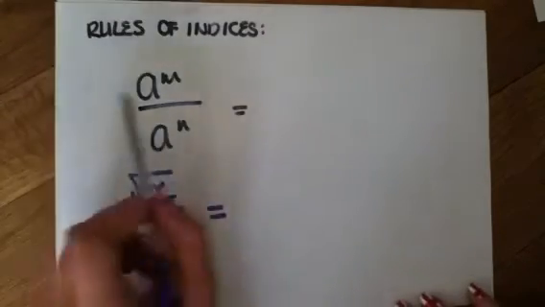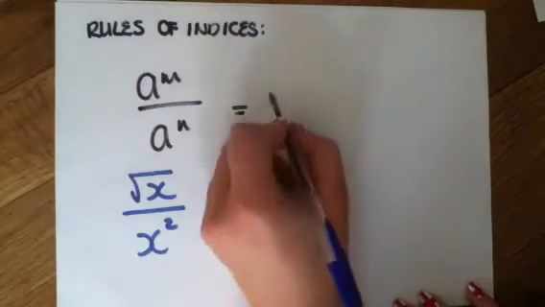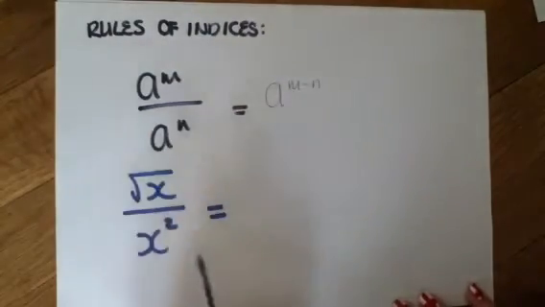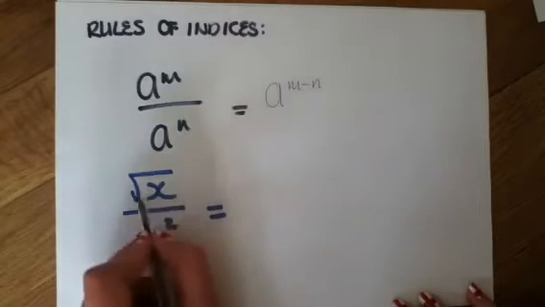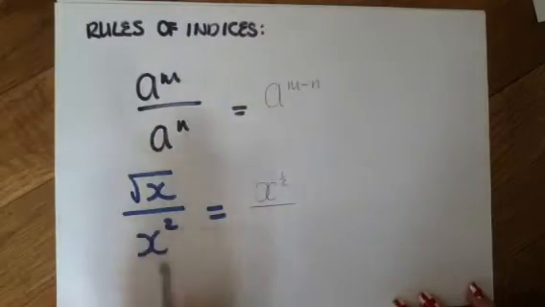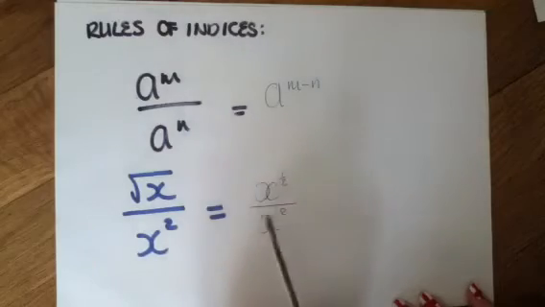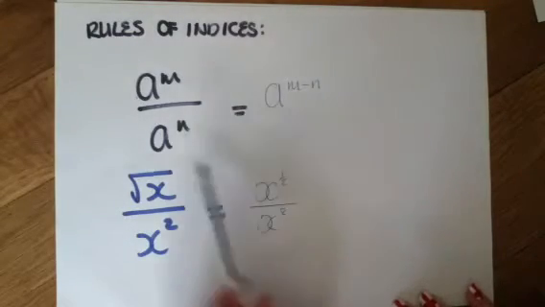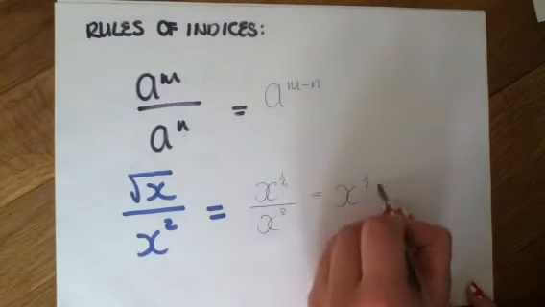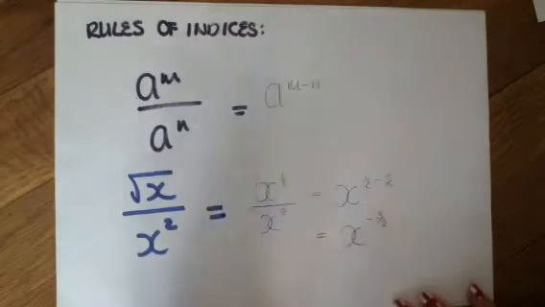Here's the second rule of indices. a to the m over a to the n. m and n can be different, but a has to be the same. In this situation, we subtract n from m. Let's look at another example. The root x is x to the half, and of course we have x squared here. The x and x are the same, and m is a half and n is 2, so we can use this rule: x to the half minus 2, so x to the minus 3 over 2.